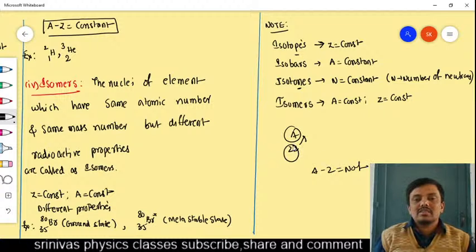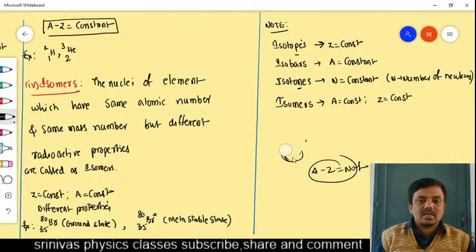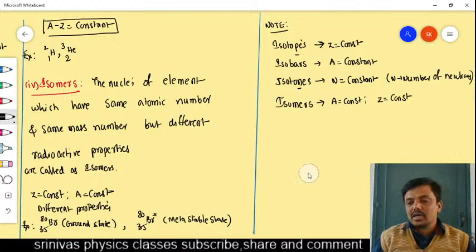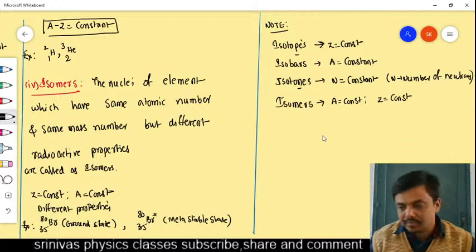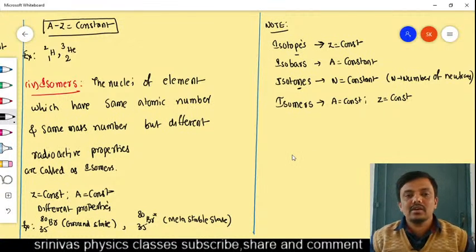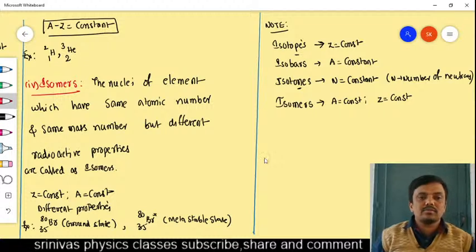Z constant means isotopes, A constant means isobars, and A minus Z constant means isotones. Different properties, both constant means isomers. Okay, students, is it clear? Next we will go for the composition of the nucleus.